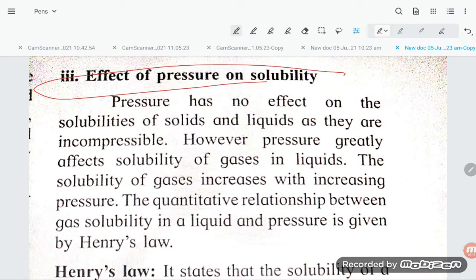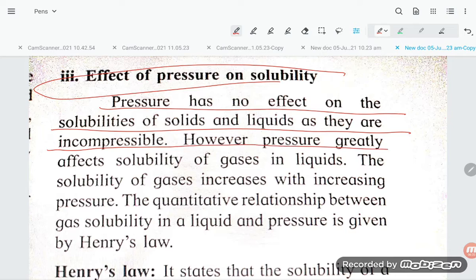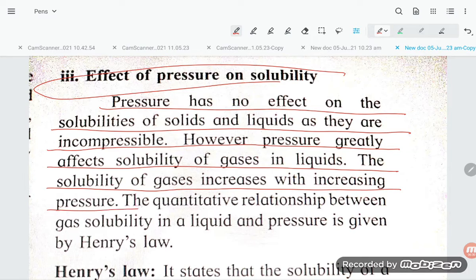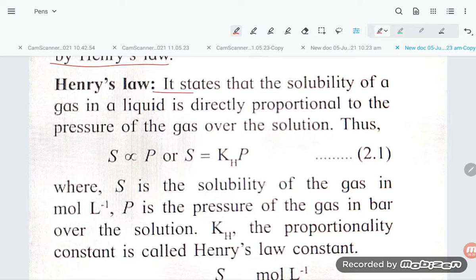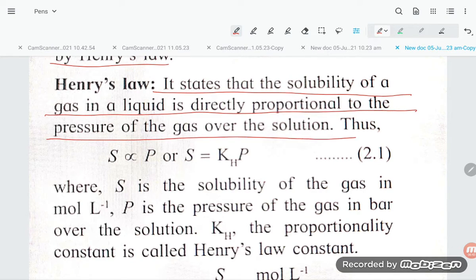Effect of pressure on solubility. Pressure has no effect on the solubility of solids and liquids in liquid as they are incompressible. However, pressure greatly affects the solubility of a gas in a liquid. The solubility of a gas increases with increase in pressure. The quantitative relationship between gas solubility in a liquid and pressure is given by Henry's law. Henry's law states that the solubility of a gas in a liquid is directly proportional to the pressure of the gas over the solution. Thus, solubility is proportional to P.